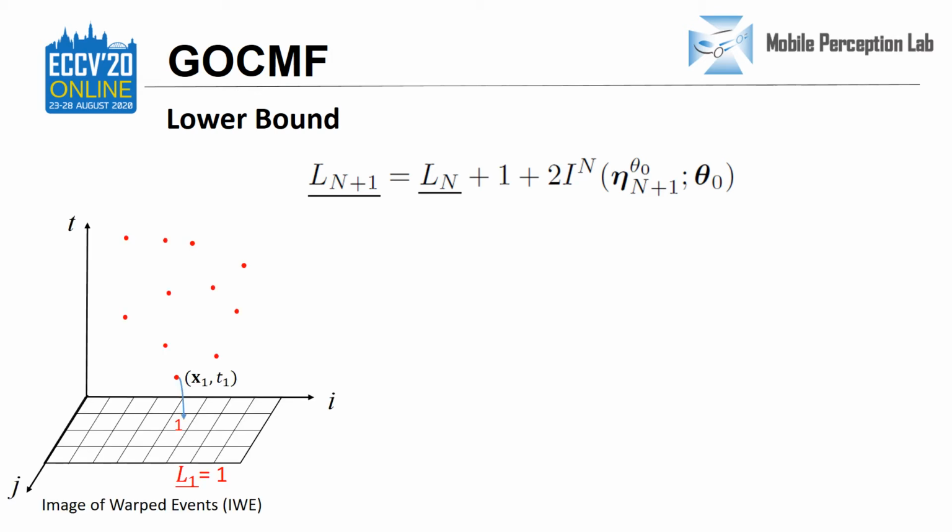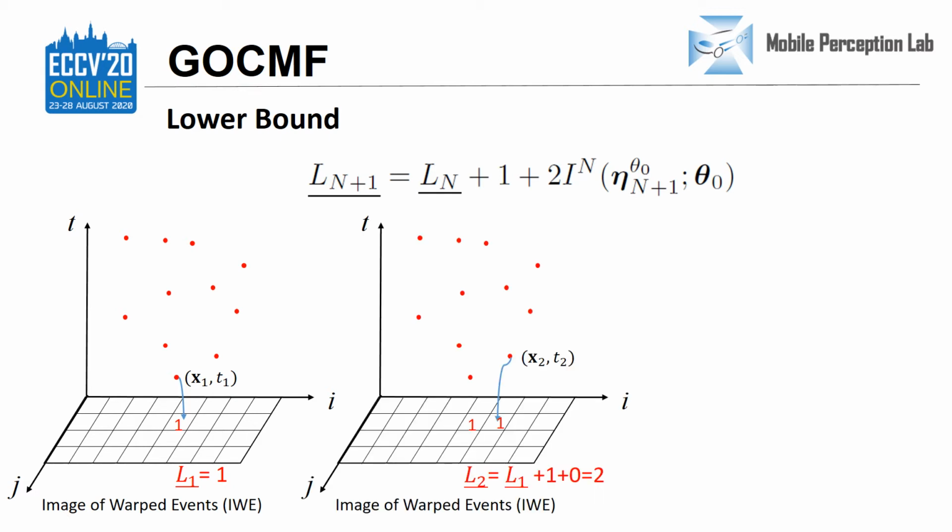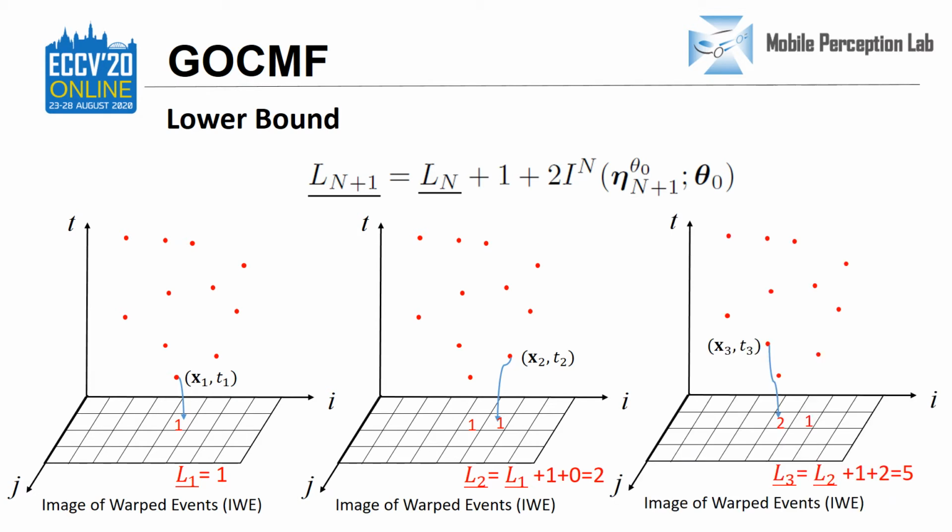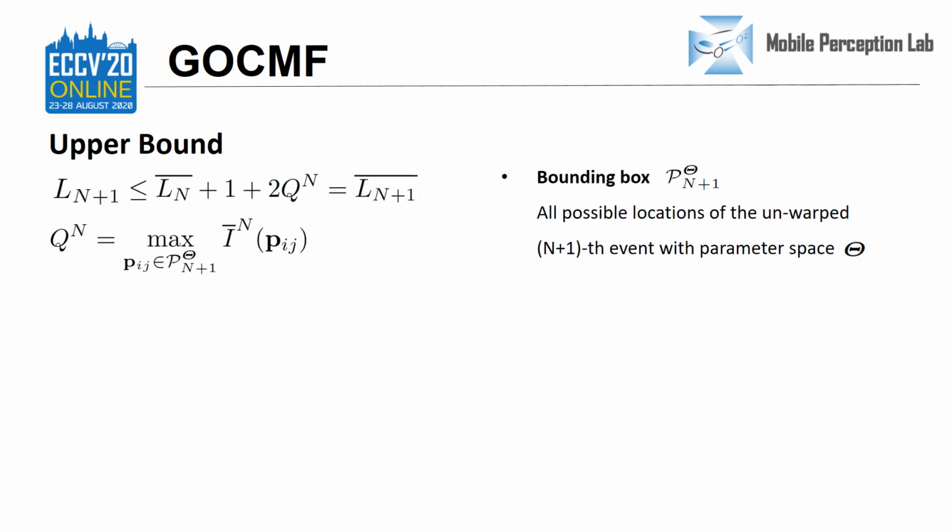Here, we will show a toy example to demonstrate the idea behind this recursive lower bound. At the beginning, the lower bound L1 equals 1, and the lower bound L2 equals the lower bound L1 plus 1 plus 0, which results in 2. For the third event, the lower bound L3 equals the lower bound L2 plus 1 plus 2 times 1, which amounts to 5. The upper bound can also be recursively estimated.